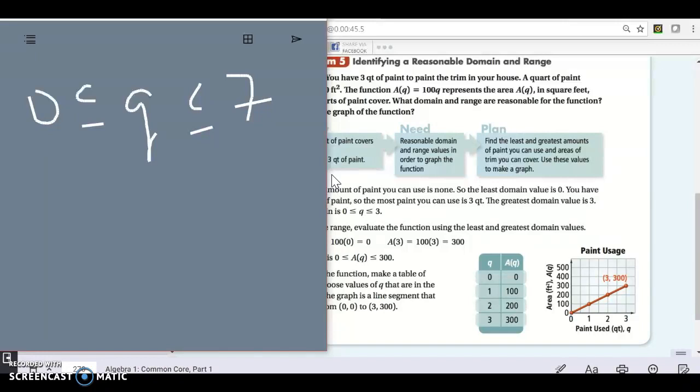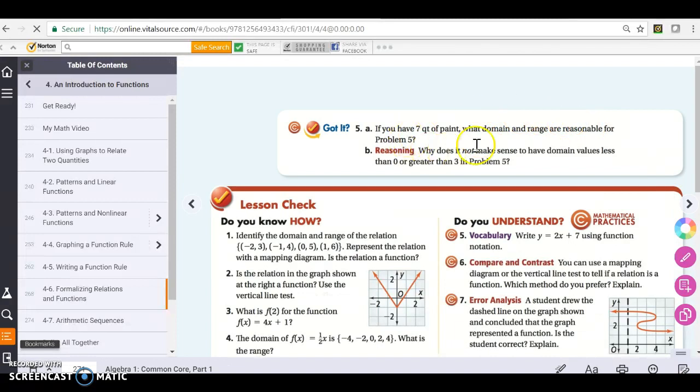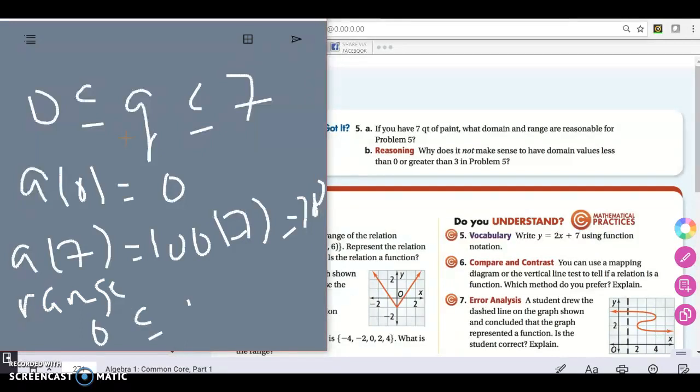I know that if I plug in 0, A of 0 is 0, and then A of 7 would be 100 times 7, which is 700. So I can have either 0 feet squared or 700 feet squared. And then if I graph it, oh, do they ask me to graph it? Nope. What is the domain and range? All right, so the domain would be from 0 to 7, and the range would be from 0 to 700.